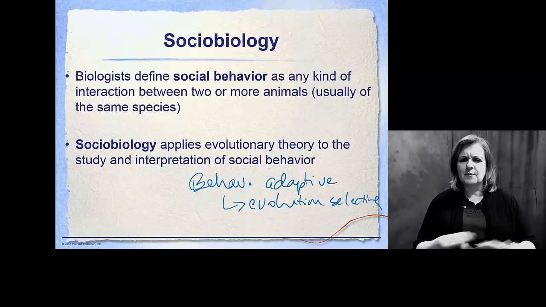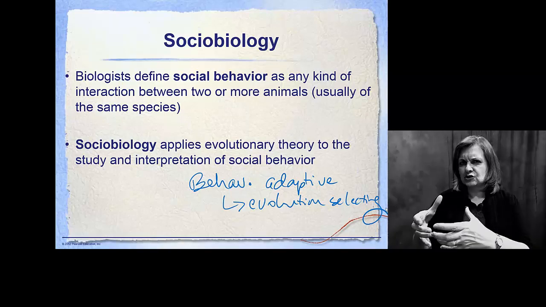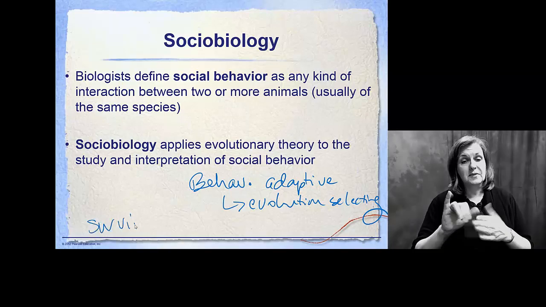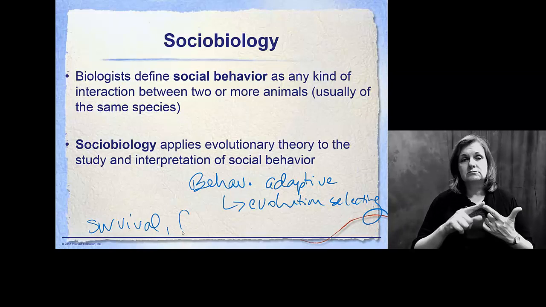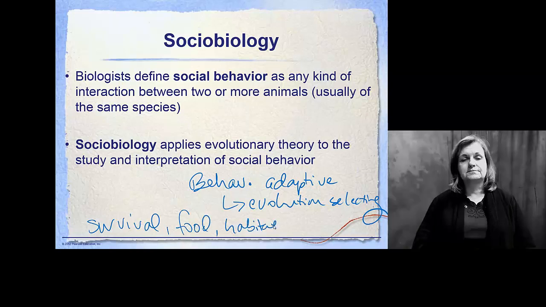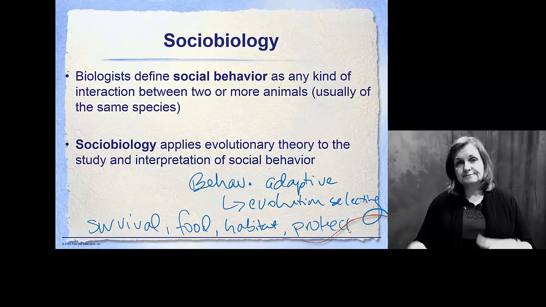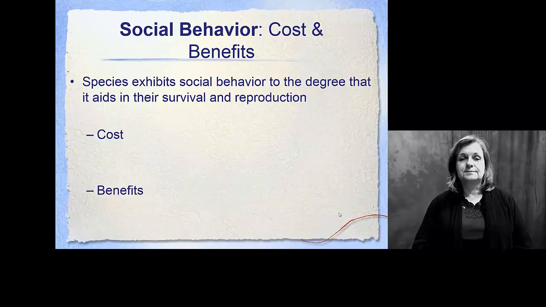Well, what kind of behaviors are you going to select for in a population? Things like survival, food, habitat, protection of offspring. So take a look at this.